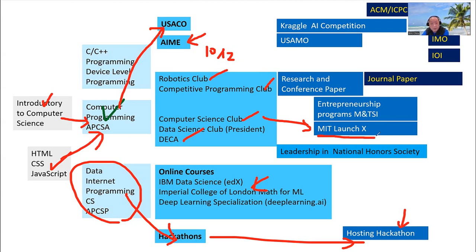Okay. And here you also may participate in the robotic competition. You may also join the entrepreneur, okay, programs such as start companies preparation, okay, research program, research, and then AI competition, Kaggle, okay, Kaggle, and then school's honor society, okay.